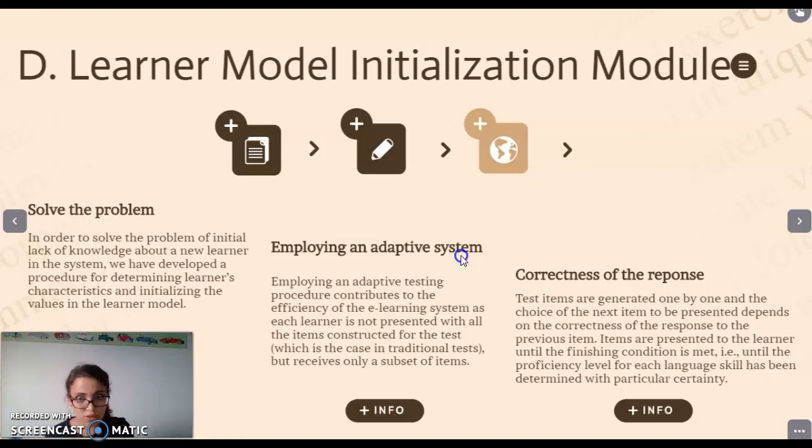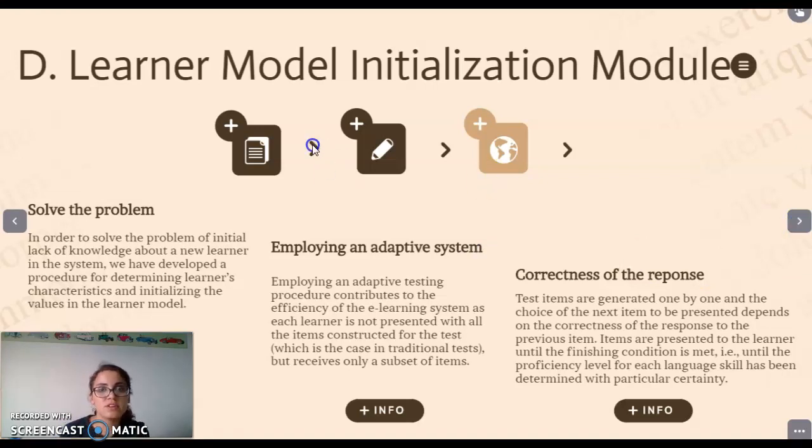And third one, correctness of the response. Correct or not, test items are generated one by one, and the choice of the next item to be presented depends on the correctness of the response to the previous item. Items are presented to the learner until the finishing condition is met, until the proficiency level for each language skill has been determined with particular certainty.